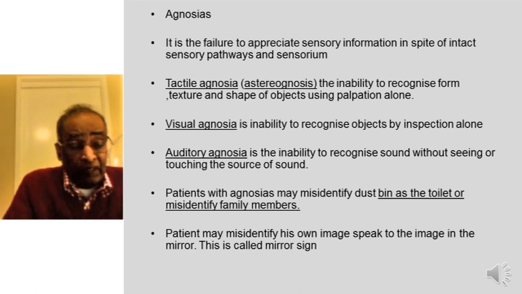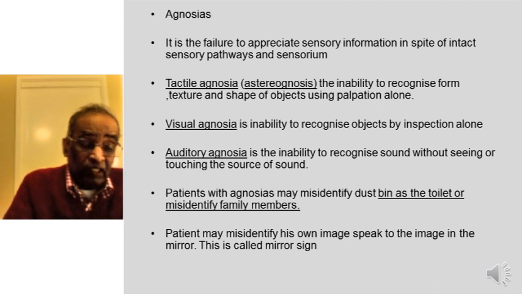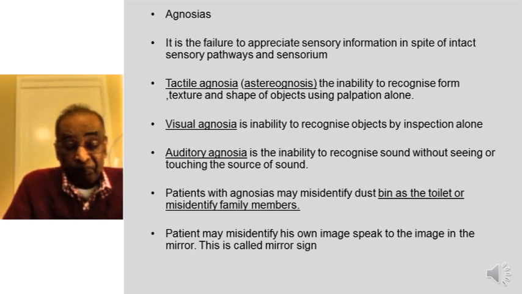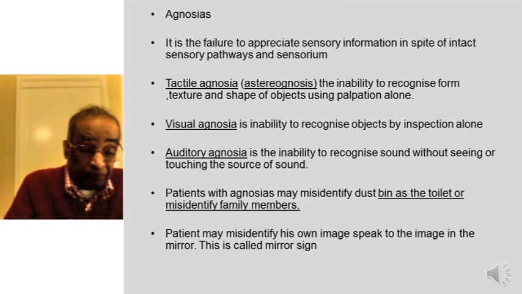Visual agnosia is inability to recognize objects by inspection alone. Auditory agnosia is the inability to recognize sound without seeing or touching the source of sound. Patients with agnosia may misidentify the dustbin as a toilet or misidentify family members. Patient may misidentify his own image and speak to the image in the mirror, and this is called the mirror sign.